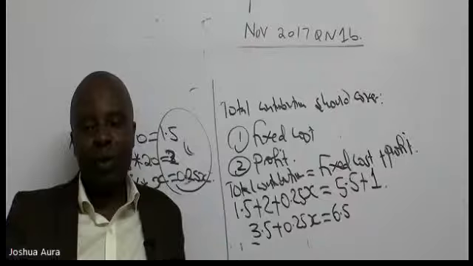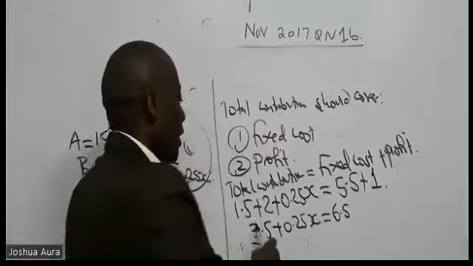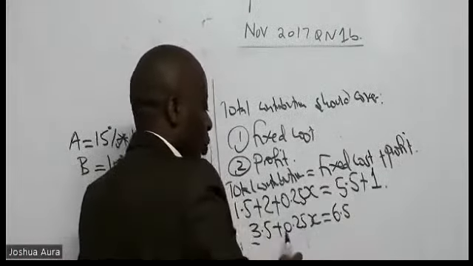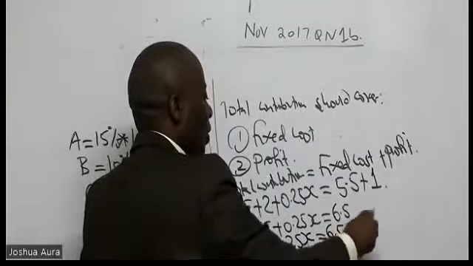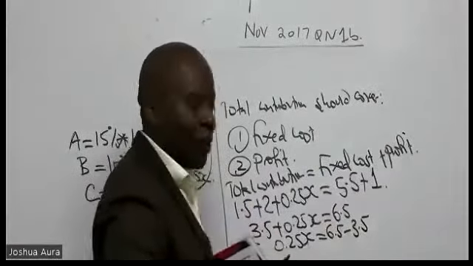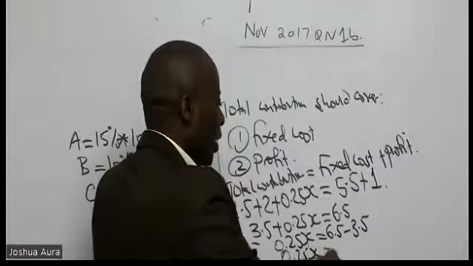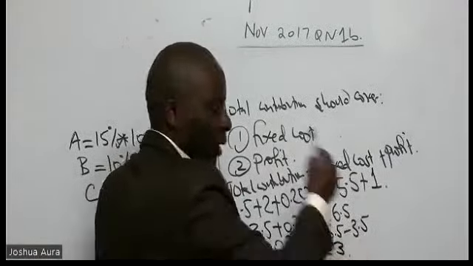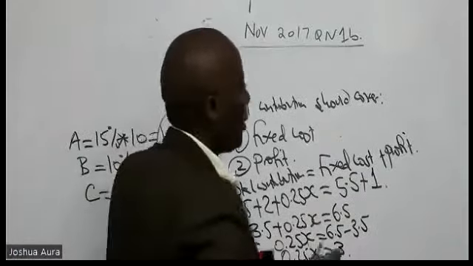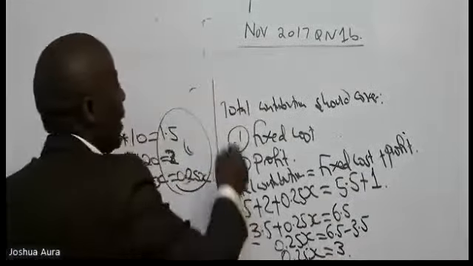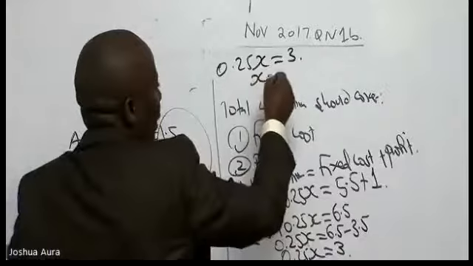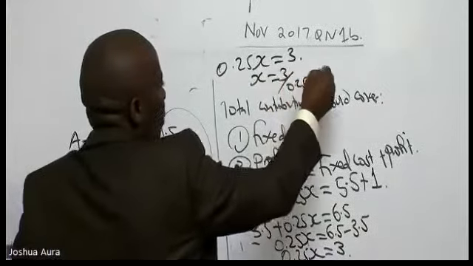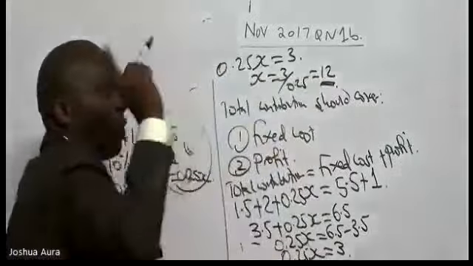Yeah, Gordon Wari is able to give me 12. Thank you very much. So if you take this figure to the other side, it will become a negative. So it shall be 0.25x equals 6.5 minus 3.5 million, which is 3 million. Therefore 0.25x equals 3 million, and x will be 3 million divided by 0.25, which is 12 million.